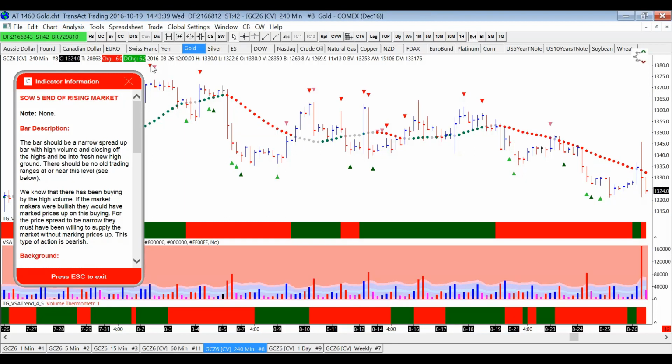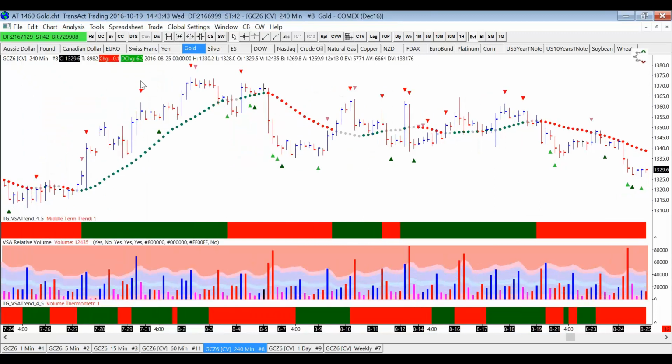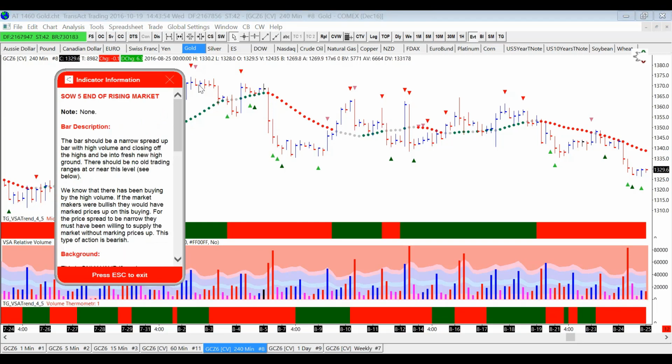He said, is it into fresh new ground? What he meant by that was, was there any price action up to the left? No, there wasn't. Is there an uptrend behind you? Absolutely, there's an uptrend behind you. Is the spread narrow? Yeah. Did the next bar close lower? Yeah. That's the end of a rising market. And I've got other examples, and that scanner finds that signal. And that marked the top of gold. It collapsed straight after that.